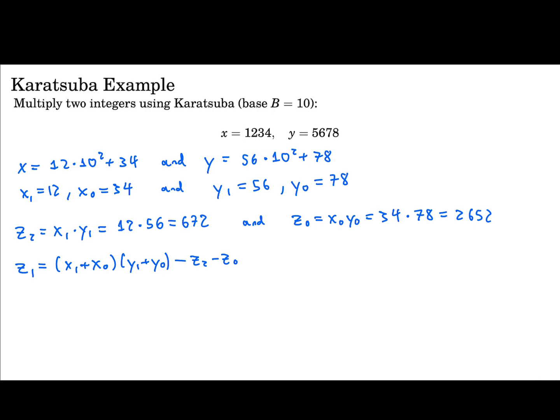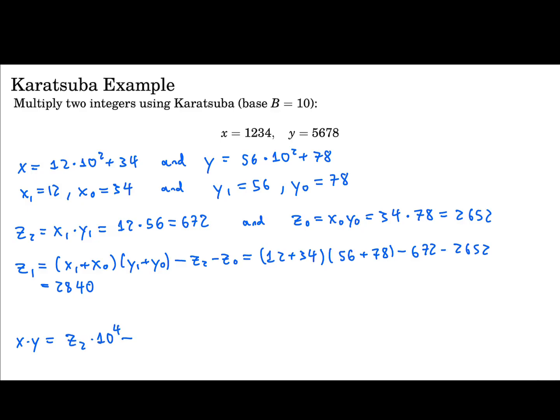And so this is where the magic will happen, and we're going to analyze why. But for now, let's just calculate this. So this will be 12 plus 34 times 56 plus 78 minus 672 minus 2,652. And this will be equal to 2,840.